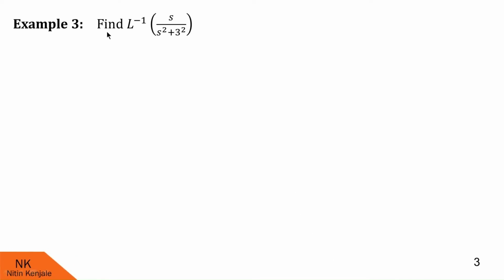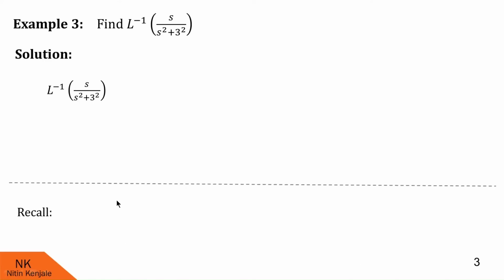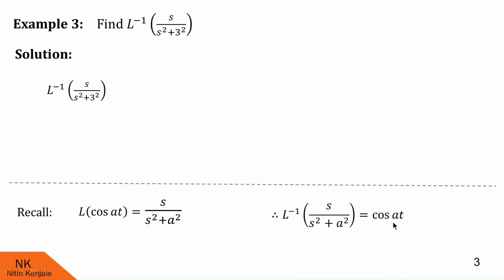In this example, we have to find L inverse of s upon s square plus 3 square. To find L inverse of s upon s square plus 3 square, think whose Laplace transform is this function. If you don't remember, recall Laplace transform of cos at. It is s upon s square plus a square. So L inverse of s upon s square plus a square is cos at. It is clearly seen that this function is exactly similar to this function if a is equal to 3. Therefore, L inverse of s upon s square plus 3 square is cos 3t.